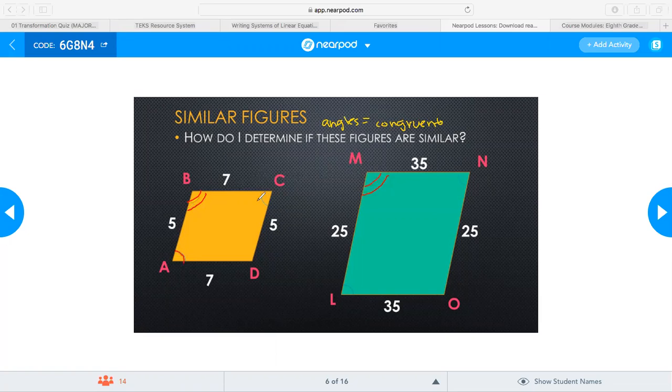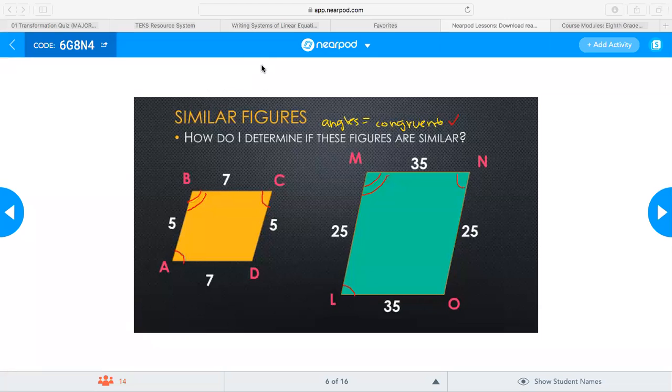And here, there's one line on angle A, and there's one on angle C, and there's one line on angle L, and one line on angle N. Those are telling me all of those are congruent. So it fits the congruent category. What we need to figure out is if the side lengths are proportional.